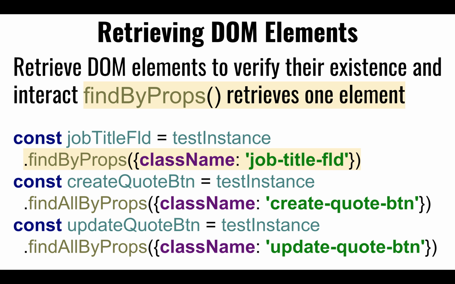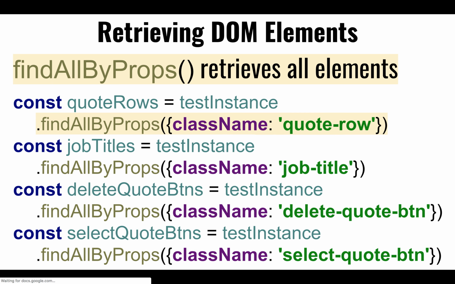Yes, there should be only one update button, one create quote button, and one title field. For the rows, because there were 2 quotes, there should be 2 rows rendered. We can go and fetch them. We have strategically tagged all the rows with quote-row, so that when they come back, we can check that there are 2 of these. There's 1 job title, there are 2 delete buttons, and 2 select buttons.